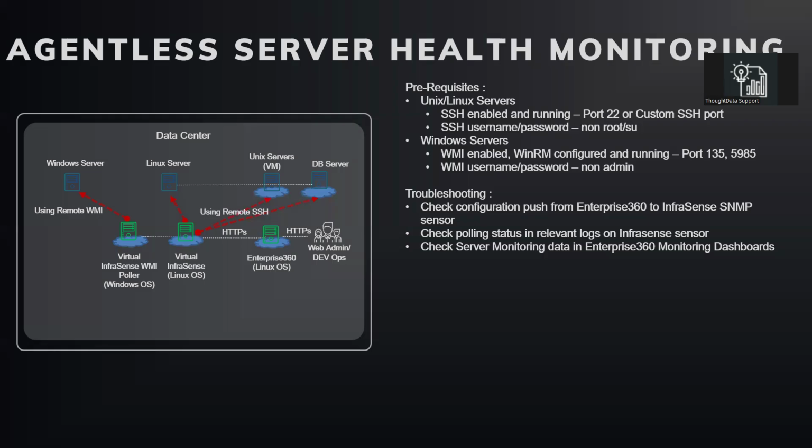The prerequisites for monitoring, especially for Unix and Linux-based systems: SSH has to be enabled, because that's the methodology by which the virtual InfraSense sensor remotely connects to the Unix systems, using the SSH protocol running over port 22, which is the standard secured protocol for SSH. And if you are running SSH on any custom SSH port, that is also supported on a per individual device basis. You can set up individual port numbers on which SSH is enabled and customize the monitoring. And you also need the SSH username and password for provisioning the device for monitoring.